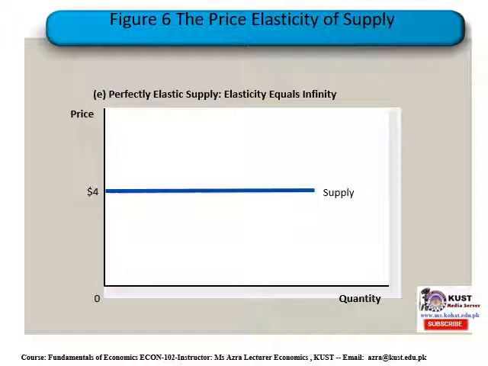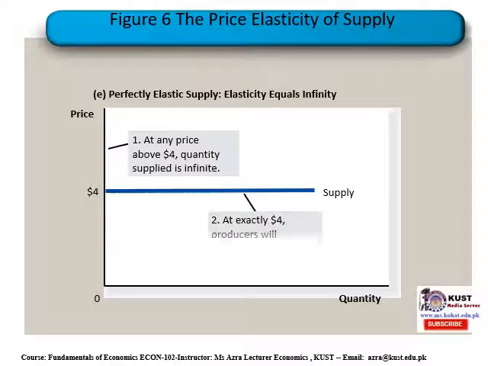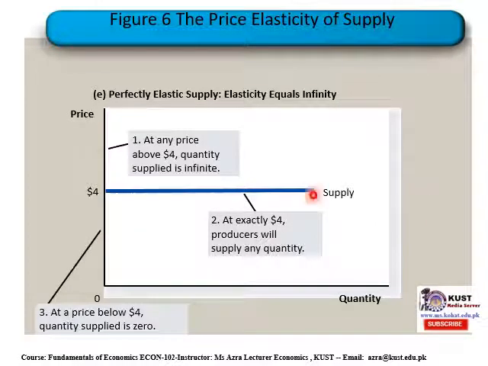What is a perfectly elastic supply curve? Where elasticity equals infinity. In case of a perfectly elastic supply curve, there will be no change in price level. Price will always be constant. You can increase, you can decrease the supply of that good. It is called a perfectly elastic supply curve. Here you can see that at a price below 4, quantity supplied is 0.